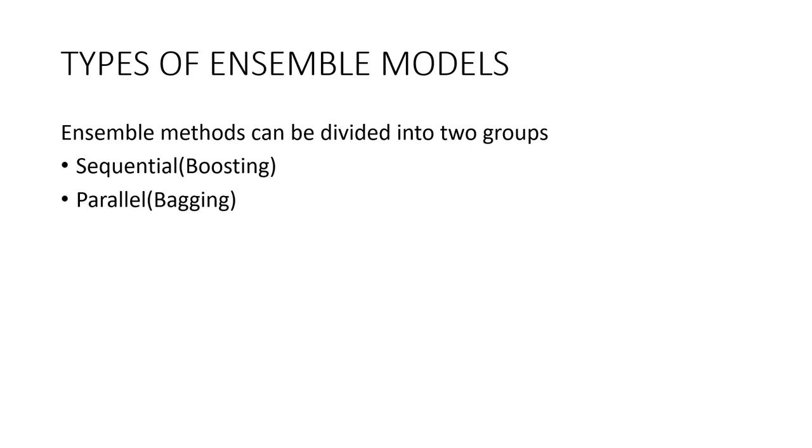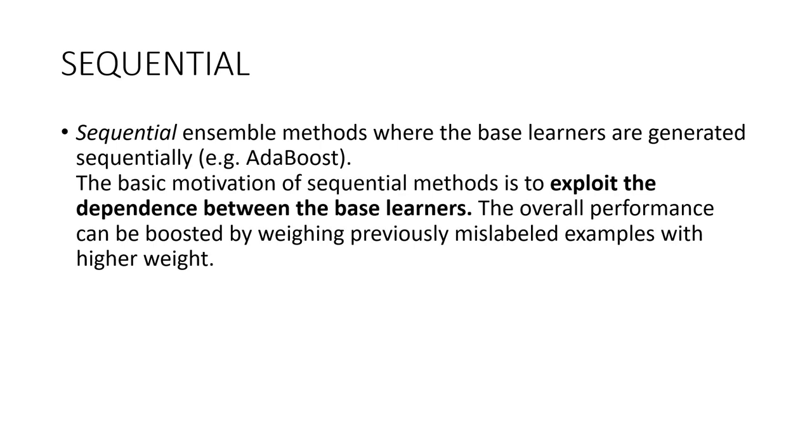Types of ensemble models. Ensemble methods can be divided into two groups. One is sequential, example boosting, and the other is parallel, example bagging. Boosting is an example of sequential and bagging of parallel. We will discuss sequential ensemble methods, where the base learners are generated sequentially. Example AdaBoost. The basic motivation of sequential methods is to exploit the dependence between the base learners. The overall performance can be boosted by weighing previously mislabeled examples with higher weight.